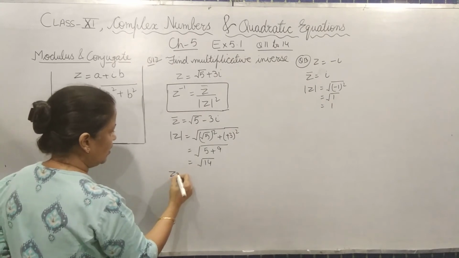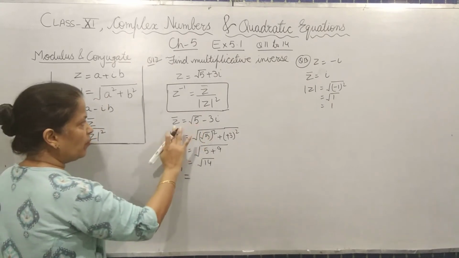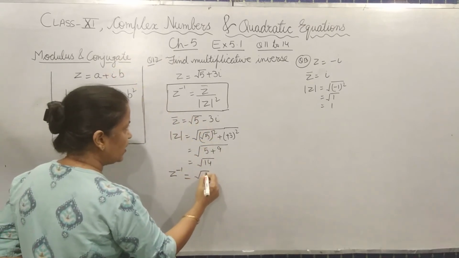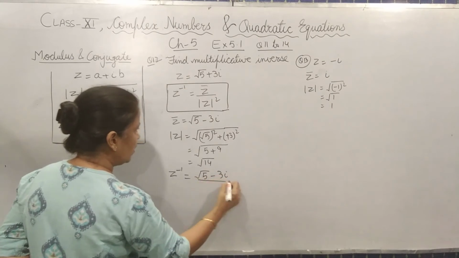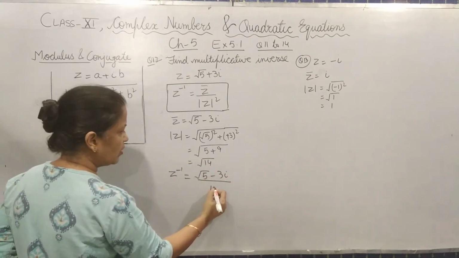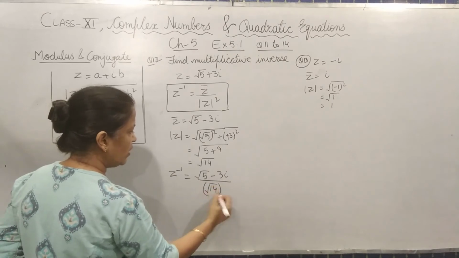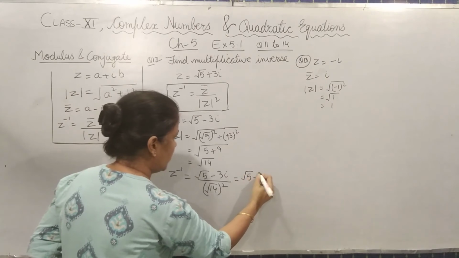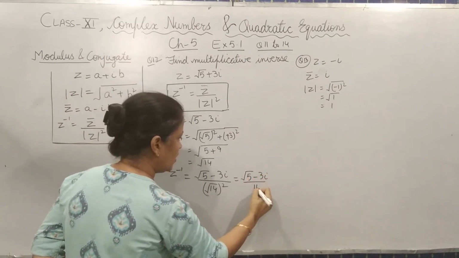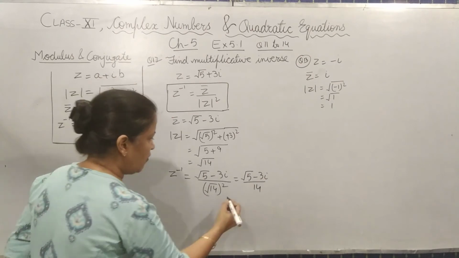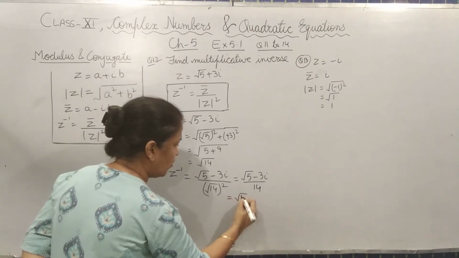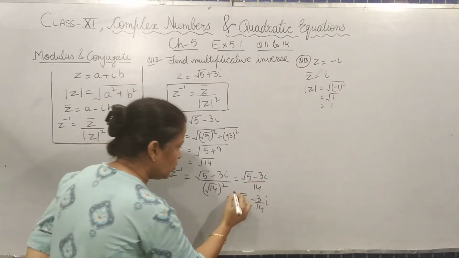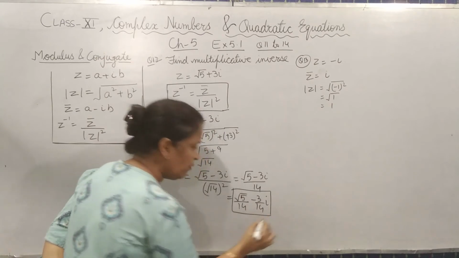Now the inverse is the conjugate of Z upon modulus of Z square. Apply the identity: minus 3 iota upon modulus of Z square, so it will become square. So write it as minus 3 iota upon 14. Write it in the complex form, so while writing it in the complex form, you will write it separately. So this is the multiplicative inverse.